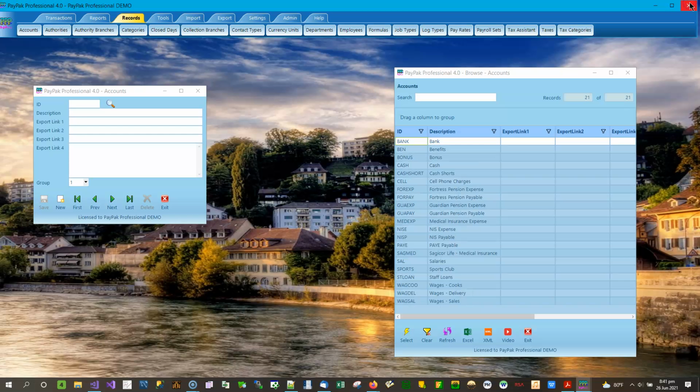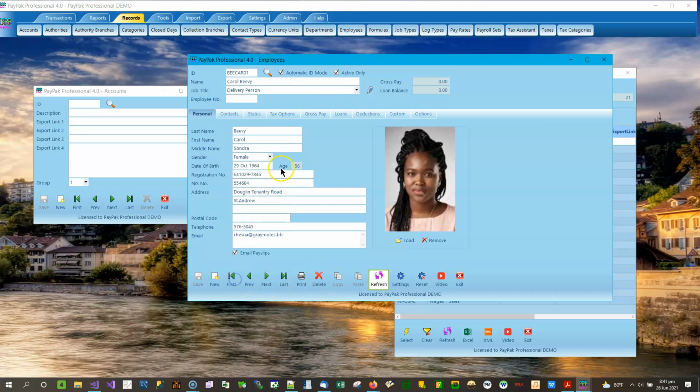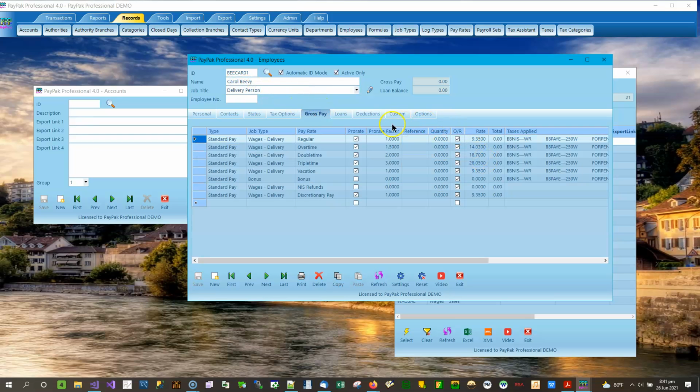Now, the next section is the gross pay. This is what you're paying your employees. This is before taxes and deductions. So if you're paying someone $400 a week, or you're paying someone $3,000 a month, that is reflected in their gross pay. Now let's have a look at the employee screen. And let's call up someone here. Here's Carl Beavy.